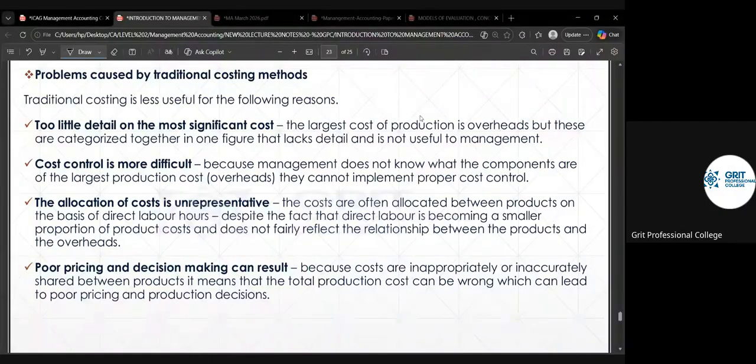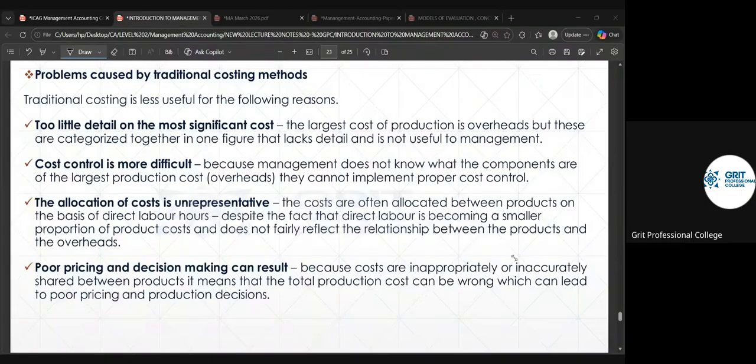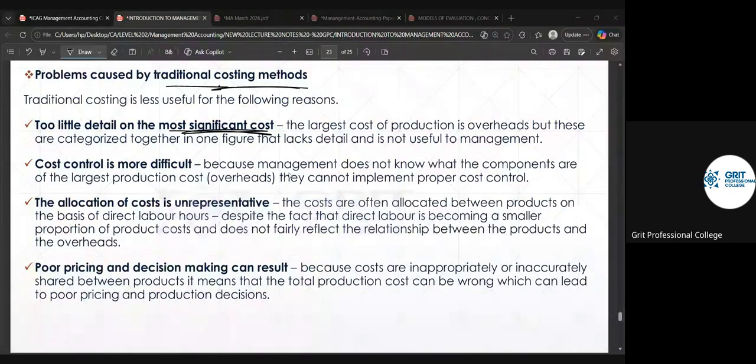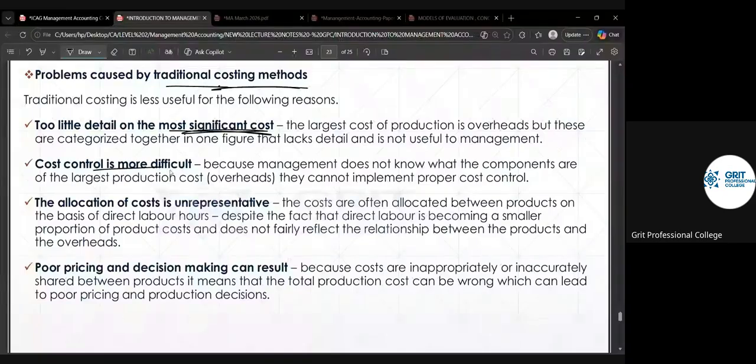Right. Okay. So the problems that the traditional costing methods have is that too little detail may be placed on the most significant costs. That is because the basis on which we are charging the cost to our product may not take a closer look towards the costs that are much more important. Controlling costs may also be a bit difficult when we use the traditional costing approach.